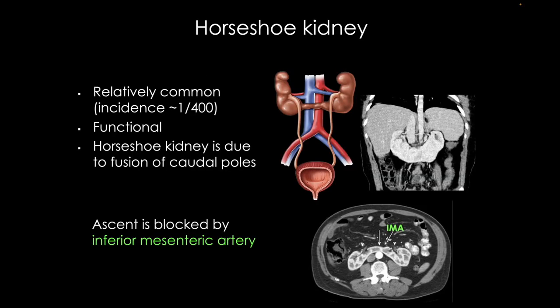Finally, we can have something called a horseshoe kidney. So this is actually pretty common. The incidence is about 1 in 400 live births. You can see a cartoon on the left and a CT on the right. This kidney is usually functional, and it's formed by fusion of the caudal poles of the kidney. Now, because they're now connected, they can't ascend. That ascent is actually blocked by the inferior mesenteric artery, which you can see here in the CT scan on the right.